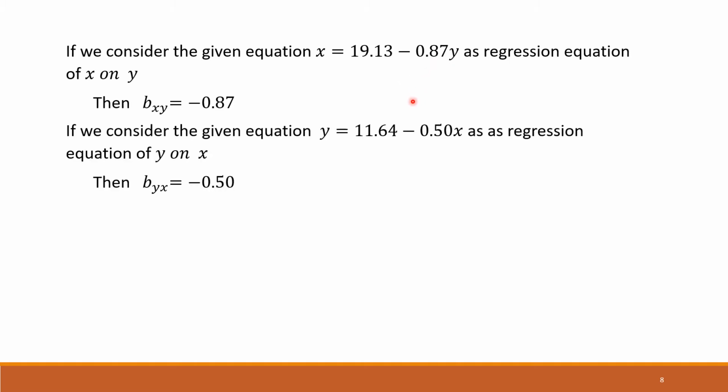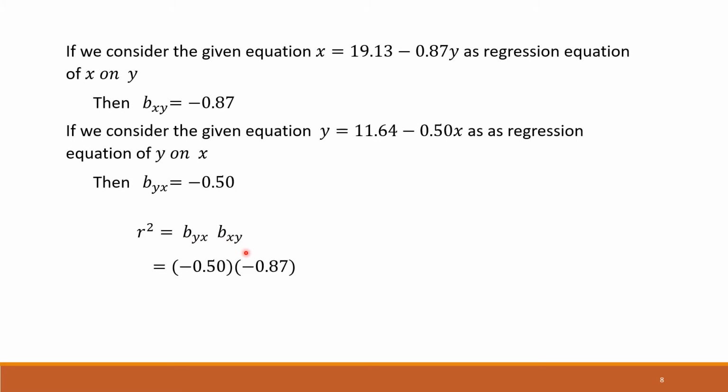Similarly, take the second equation, y is equal to 11.64 minus 0.50x, as the regression equation of y on x. So y on the left hand side, x on the right hand side, the coefficient of x will be the value for byx, the regression coefficient byx. Now when we see bxy is less than 1, byx is also less than 1, so we can calculate r square by multiplying these two regression coefficients. So r square is equal to byx into bxy.